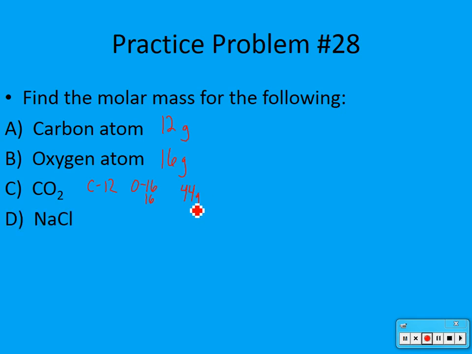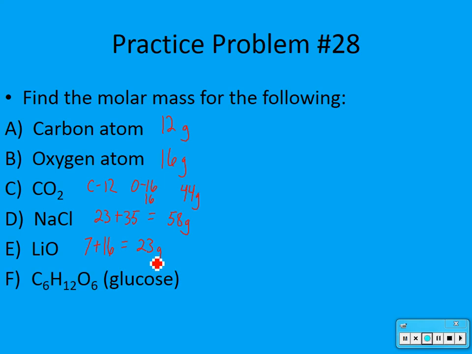Sodium chloride, sodium is 23. And so we're going to add that to a chlorine, which is 35. Let's see if I can do math. That's 8 and 5, so 58 grams would be its molar mass. Lithium oxide, lithium is 7 grams, and oxygen is 16. Okay, so 7 and 6, 13, so 23 grams would be its molar mass.